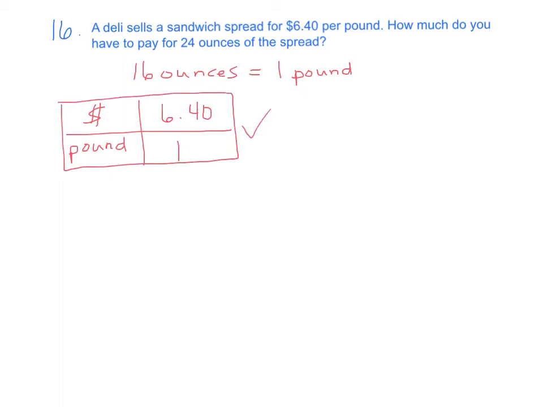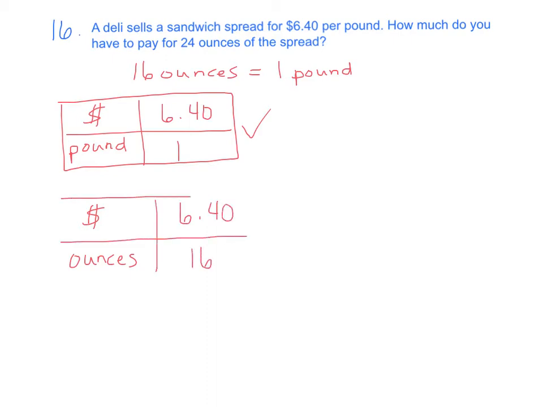If I were to do the same thing, knowing that my 1 pound is now 16 ounces, I'm going to do my money, and now I'm going to do ounces. And I know that it's $6.40 for every 16 ounces. And that's true because I know that 1 pound equals 16 ounces. So now I can just make sure I get my 16 to 24, because that's what we're talking about. We need to get to 24 ounces.